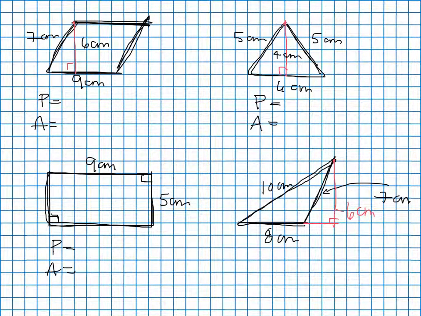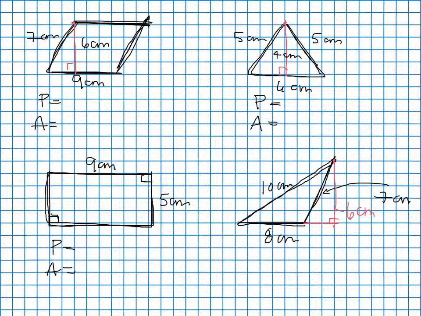5th graders, here we go. Your first shape is a parallelogram. These 2 sides are 7 centimeters, your base is 9, your height is 6 centimeters. Moving on to this triangle, you have 2 sides of 5 centimeters, a base of 6 centimeters, and your height is 4 centimeters.